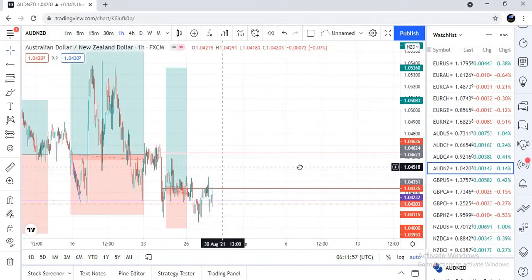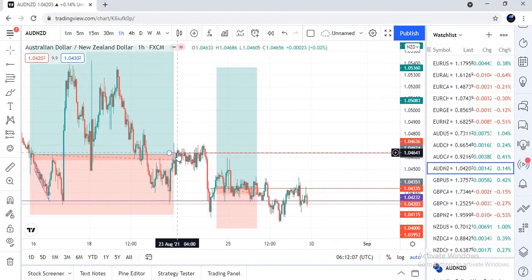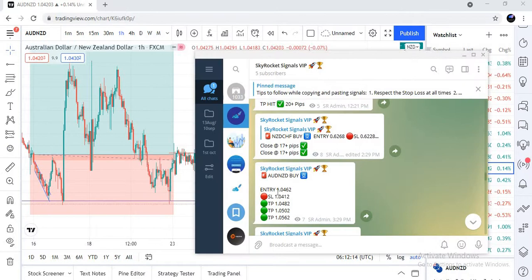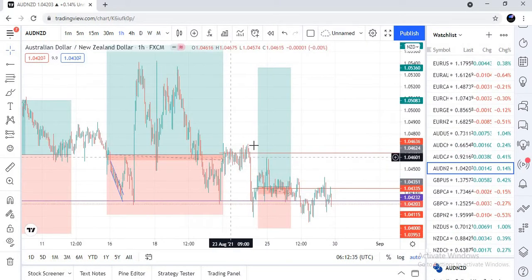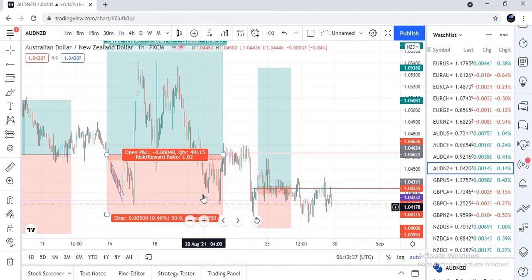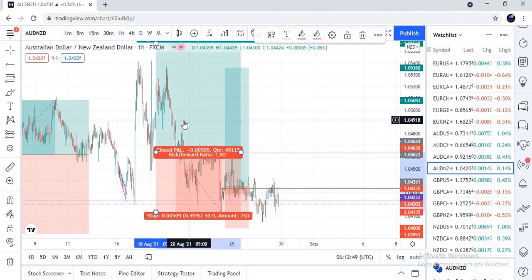This was how it went. We dropped a signal on this around this region at this level at the price of 1.0462, and what happened was that the price struck our stop loss at 50 pips. This is what we used to analyze the chart, and it struck our stop loss at 50 pips.